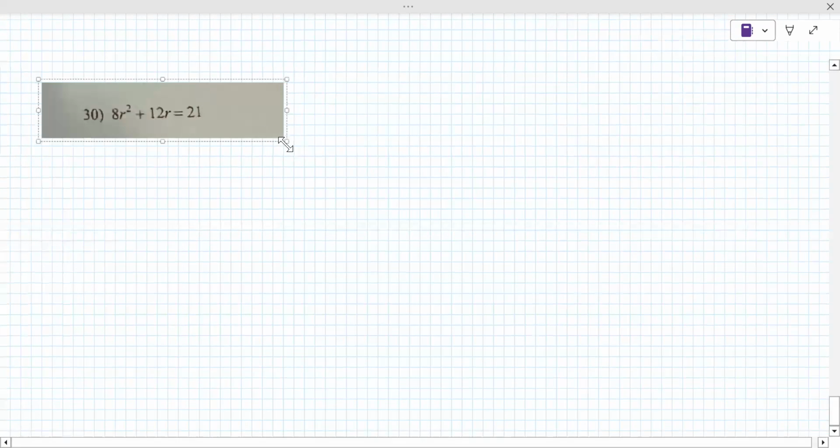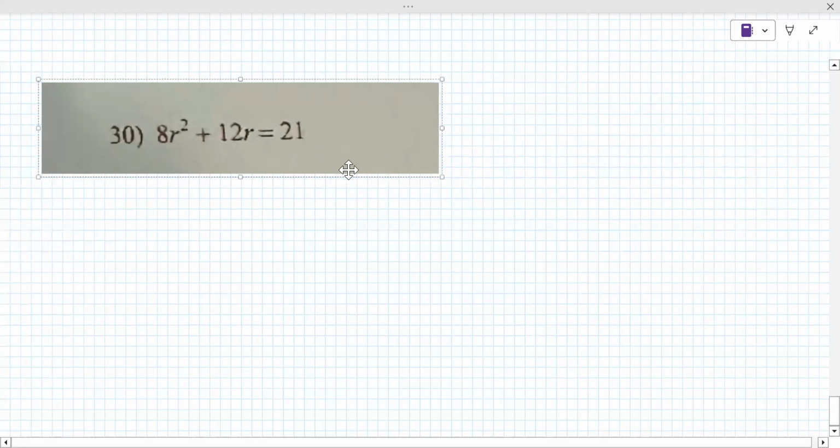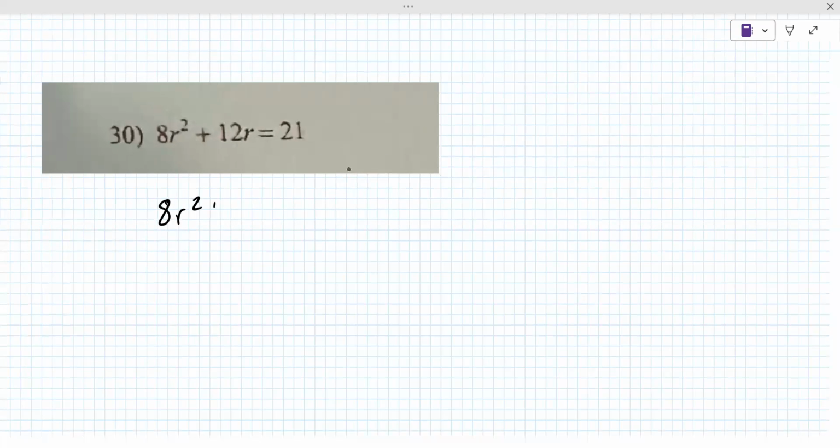Okay, so here's number 30. 8r squared plus 12r minus 21 equals 0. This one does not factor, so there's no grouping. I checked into it. Why don't you try quadratic formula on this one? Unless you really want to do completing the square.